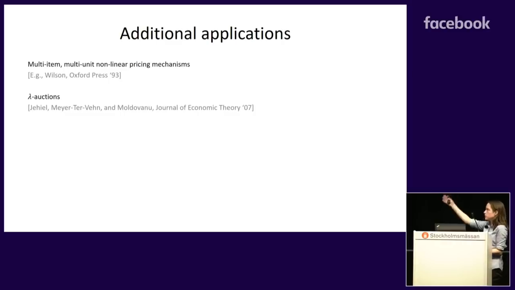And last, there are also many other auction classes that this general theorem applies to, but which I'm not going to talk about right now. So these include multi-item, multi-unit, nonlinear pricing mechanisms. So these generalize the two-part tariffs. And they also include lambda auctions, which are a subset of affine maximizer auctions.